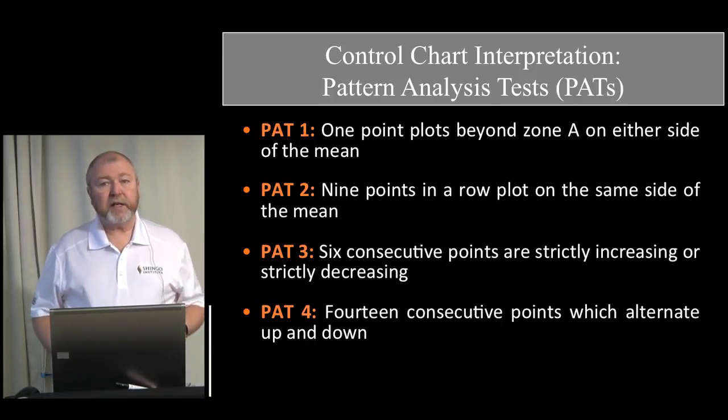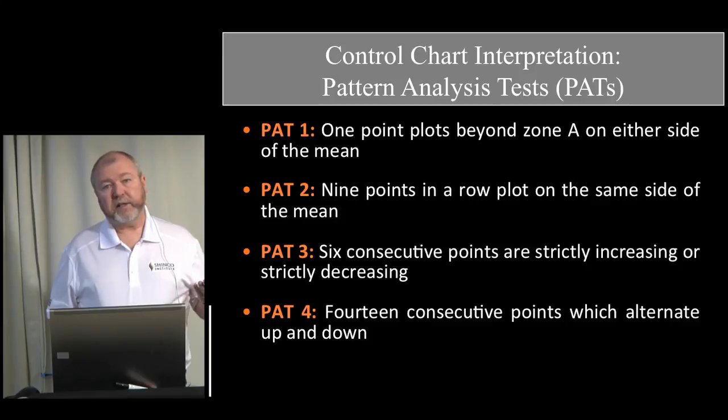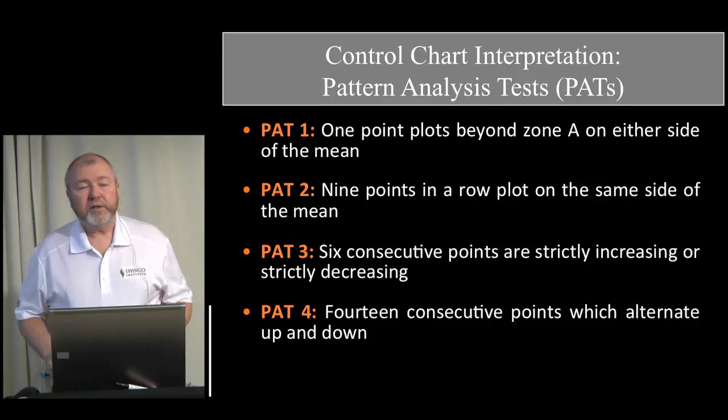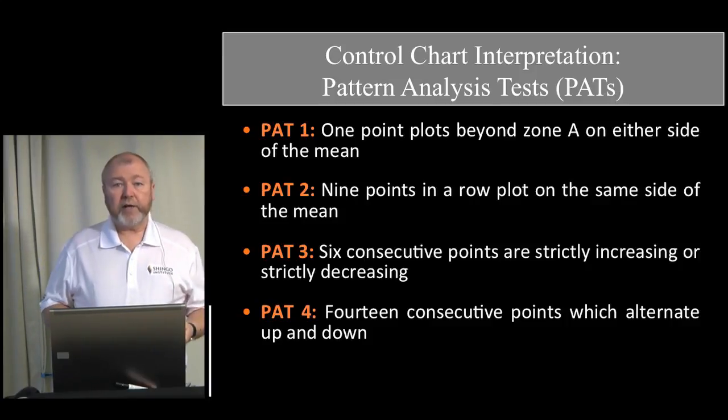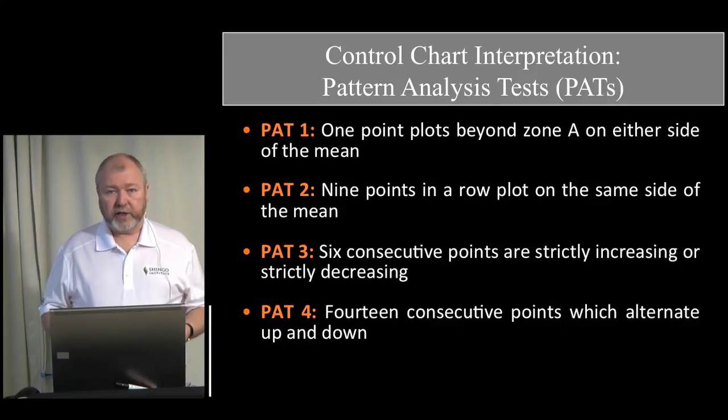Pattern 3, 6 consecutive points that are rising or 6 consecutive points that are falling. When you have that, that is usually a gradual but ongoing change in the mean. If they're rising, then the mean performance level is going up. That could be good, could be bad. It depends on the context of the problem, of course.